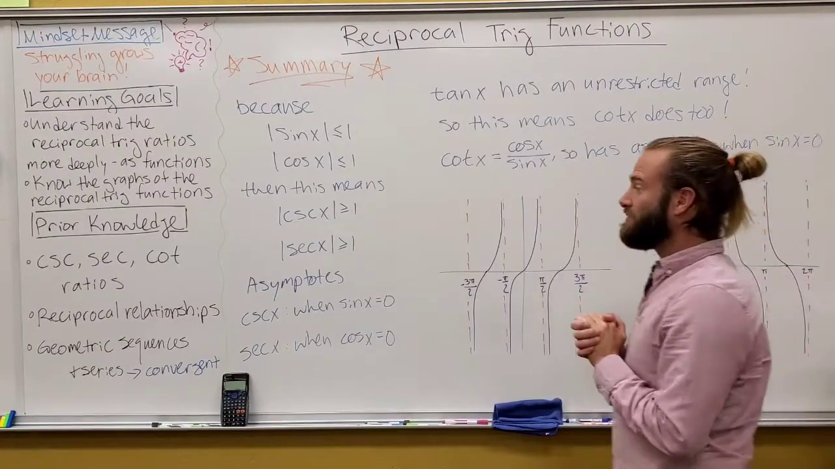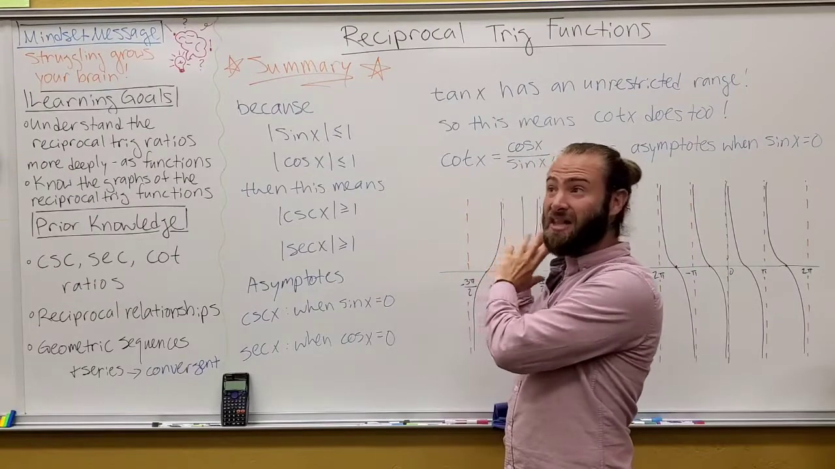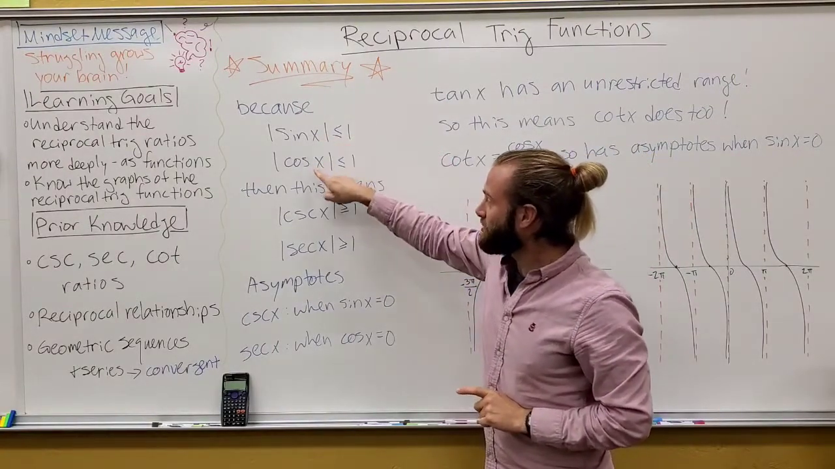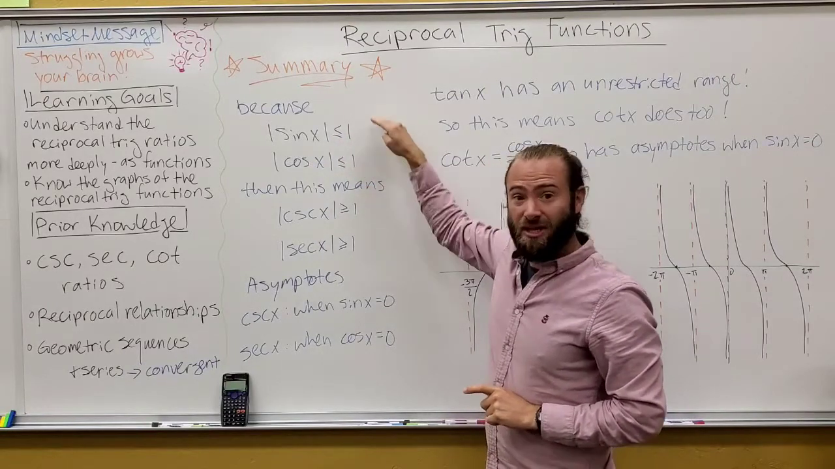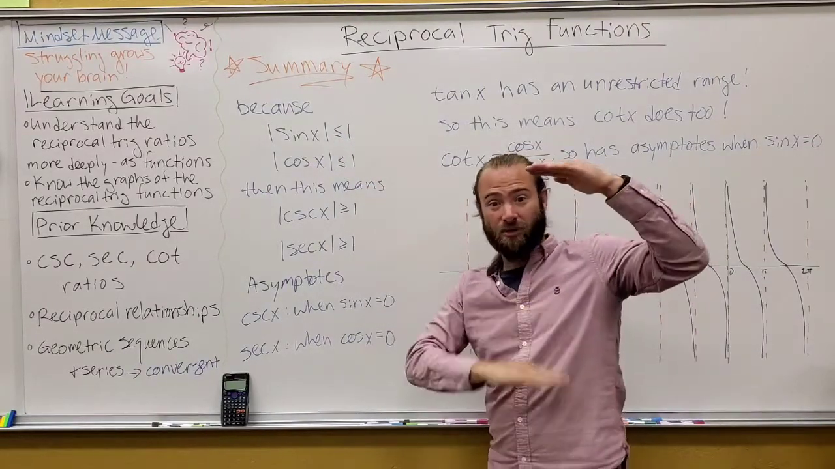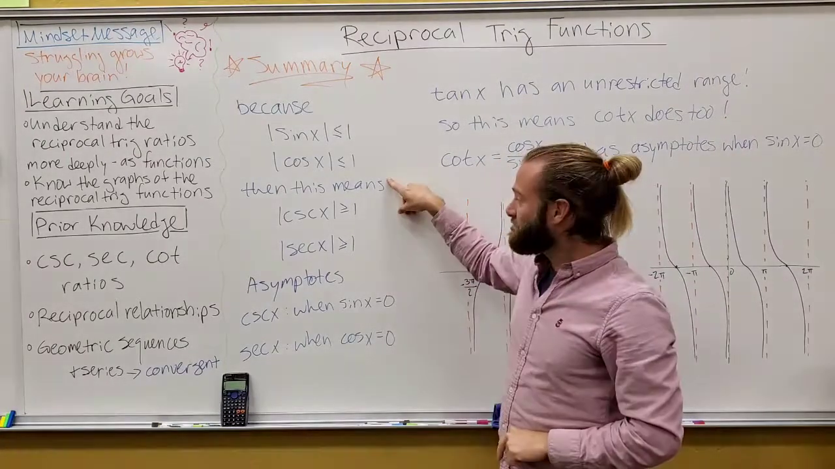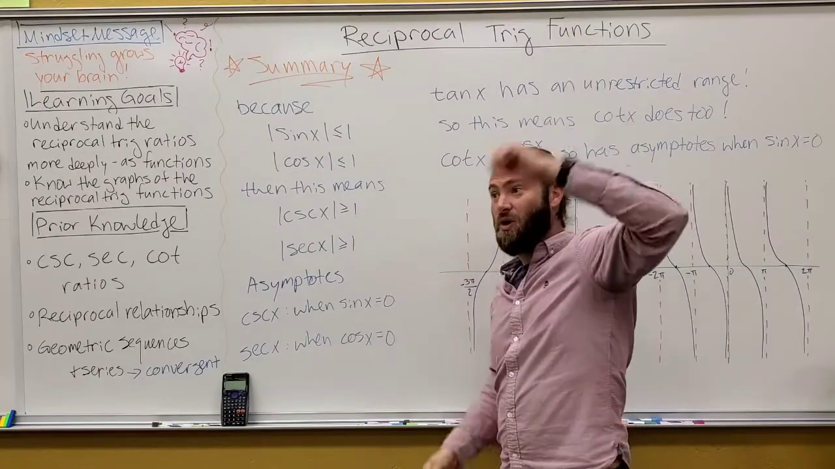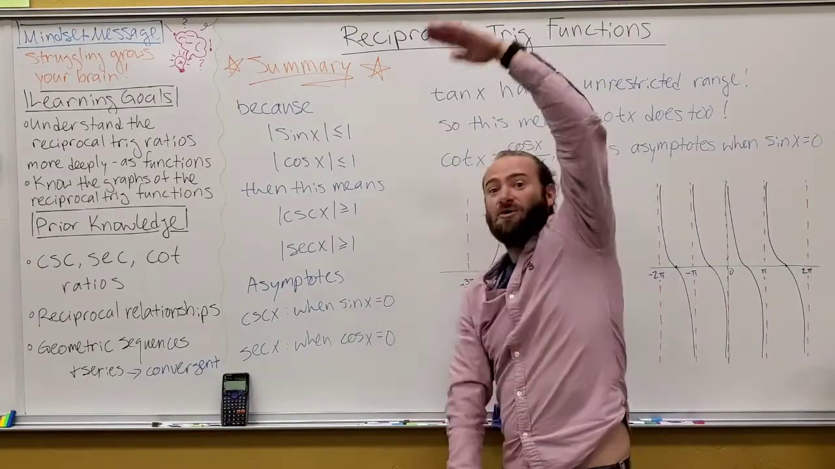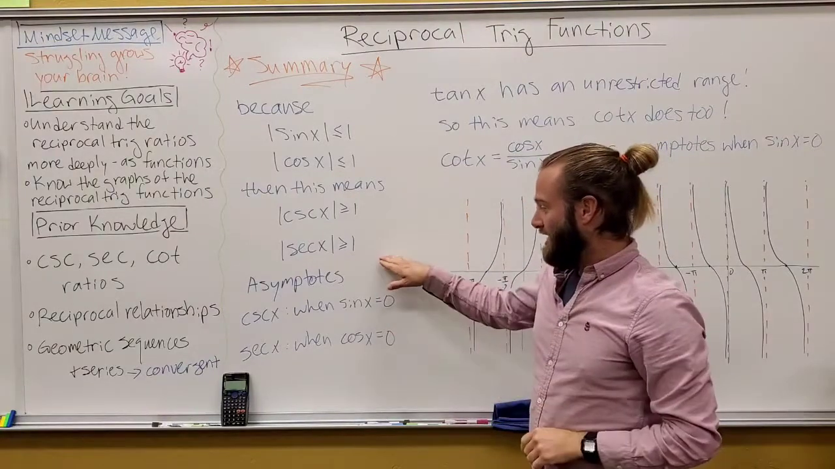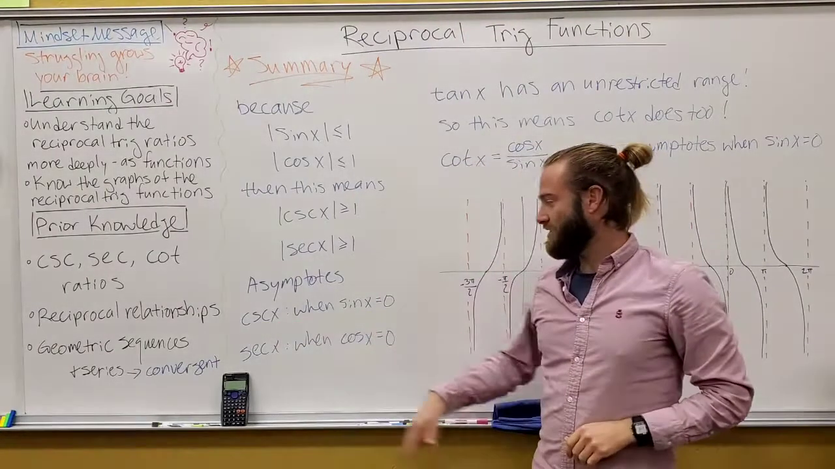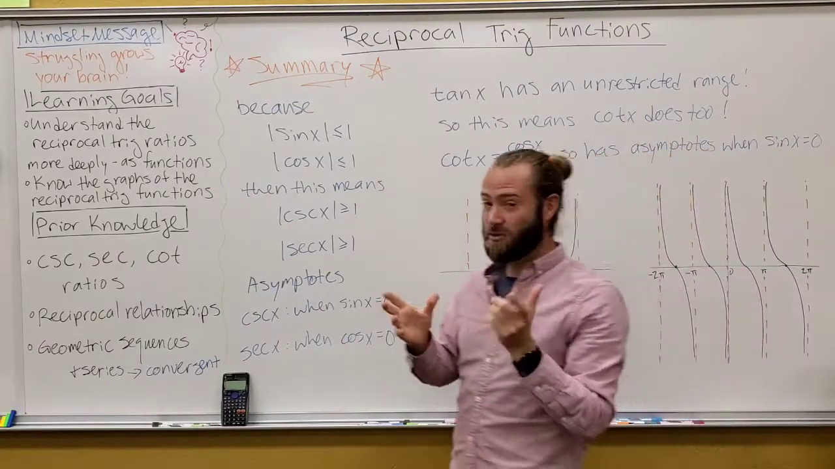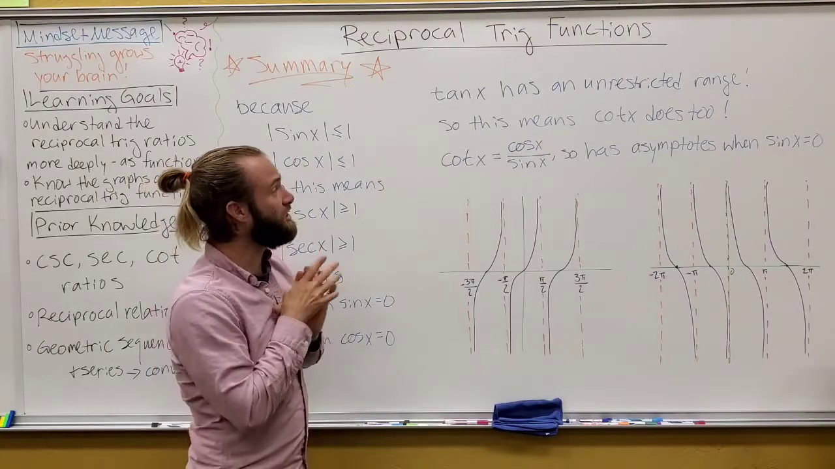So let's wrap up everything we've learned about secant and cosecant, and luckily cotangent's a really quick conversation. So we know that because sine x and cosine x both have absolute value less than or equal to 1, remember that just means they're bounded between negative 1 and positive 1. This means that their reciprocal functions, their absolute values, are greater than or equal to 1. So they have the exact complementary outside range. Their asymptotes occur for cosecant when sine x equals 0, secant when cosine x equals 0. And that tells us everything about their graphs. We looked at those graphs. Now let's jump to cotangent.